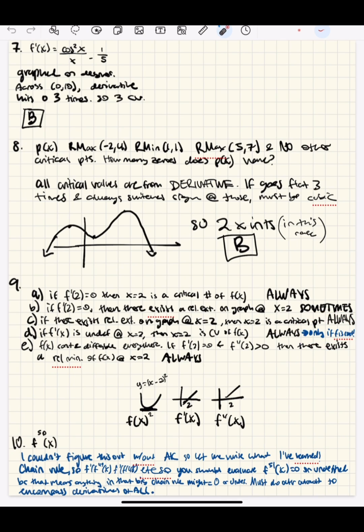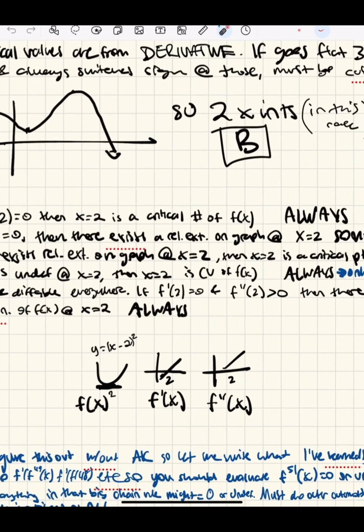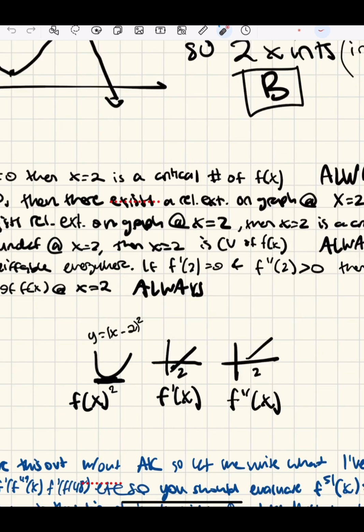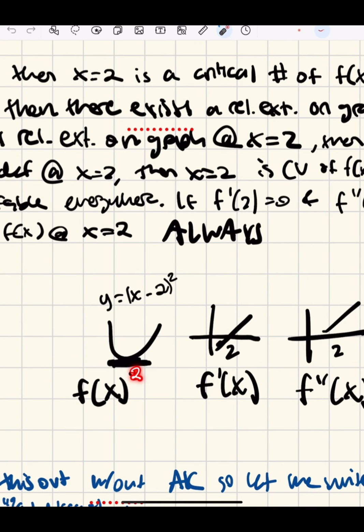And then E, the last one, is sort of about what we'll discuss tomorrow, so don't worry if it doesn't make total sense to you. It says, suppose f of x is continuous and differentiable everywhere. If f prime 2 is 0 and f double prime 2 is positive, then there exists a relative minimum of the graph at f of x at x equals 2. So the idea is that they're telling you that it's continuous everywhere, so you have to know what f of x looks like. And they're telling you that f prime of 2 is 0 and f double prime of 2 is positive. So let's just see what that would look like. This is a 2, not squared.